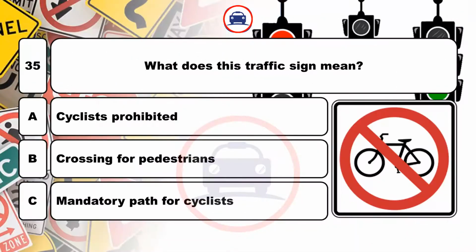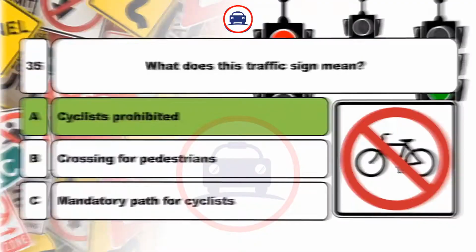What does this traffic sign mean? A. Cyclists prohibited. B. Crossing for pedestrians. C. Mandatory path for cyclists. Correct answer A. Cyclists prohibited.